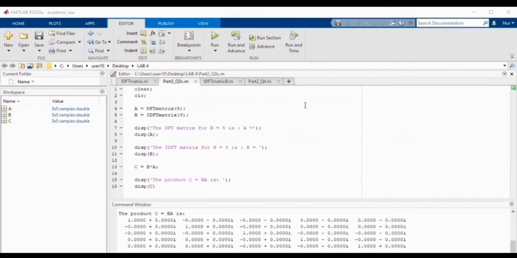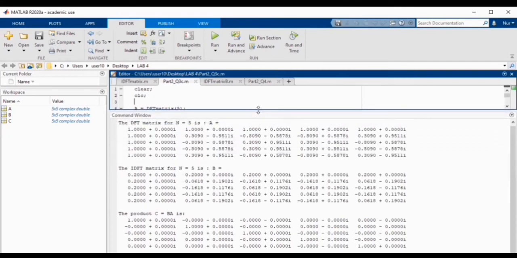Next, for question 3c, we need to write code to compute the matrices A and B for n equal to 5. Then we need to compute the matrix product C, which is equal to B times A, as shown here. For the result, the DFT matrix A for n equal to 5 we'll get as this, and the IDFT matrix B for n equal to 5 we'll get as this, and lastly we can get the product C equal to BA as this.